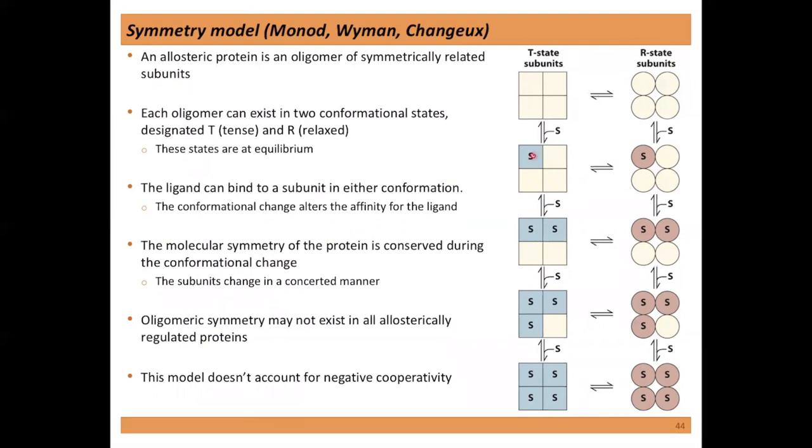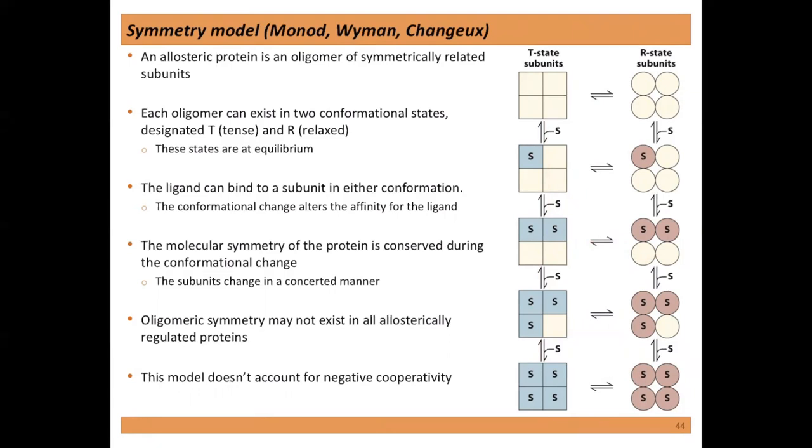You could have substrate bind, and then that substrate causes everything to convert to the R state. Or it could be that I get a second substrate to bind, and a third one, and maybe even a fourth one before I get there. Or it could be that some molecules, when they get two, they switch here. Essentially, in this idea, it's kind of an all or nothing thing. So the ligand can bind to a subunit in either conformation there, and then the conformation change alters the affinity of the ligand.